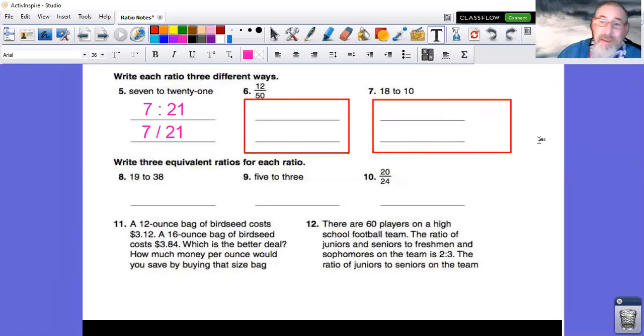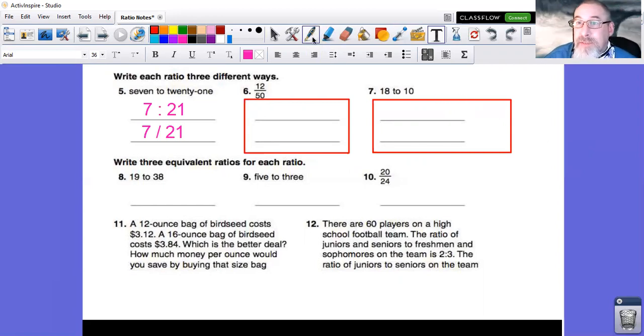Now, 8, 9, and 10. The first one wanted you to write them in 3 different ways. This one wants you to write equivalent fractions. There are 2 ways you can go about this. You can simplify them down if they do that, or you can simply multiply multiples.